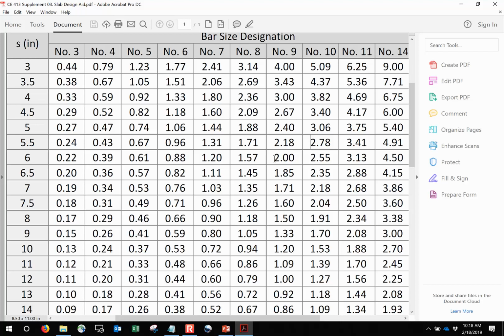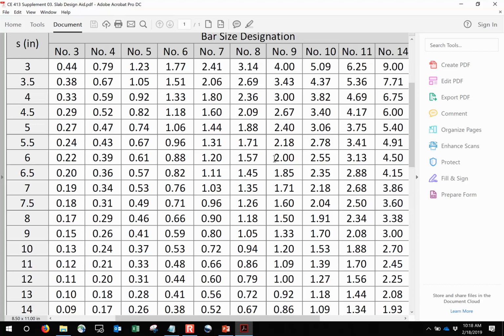So all you're doing is taking the areas of bars, multiplying them by 12, and dividing by the spacing, and there you go. Everything across this row where it's 12, those are just the actual areas of the bars. As the spacing goes up, the area goes down, and vice versa. That's it. Does that make sense?